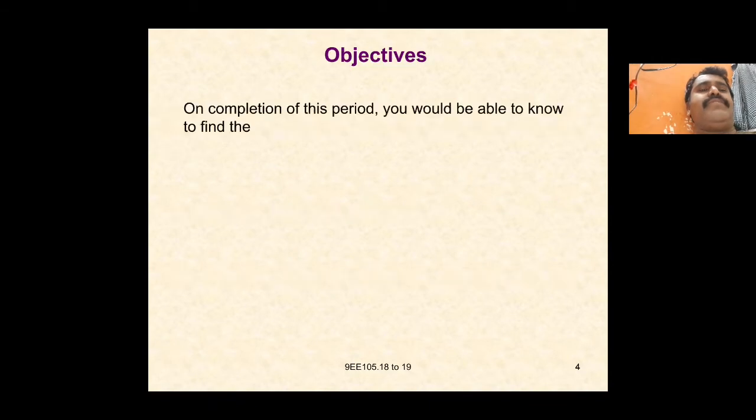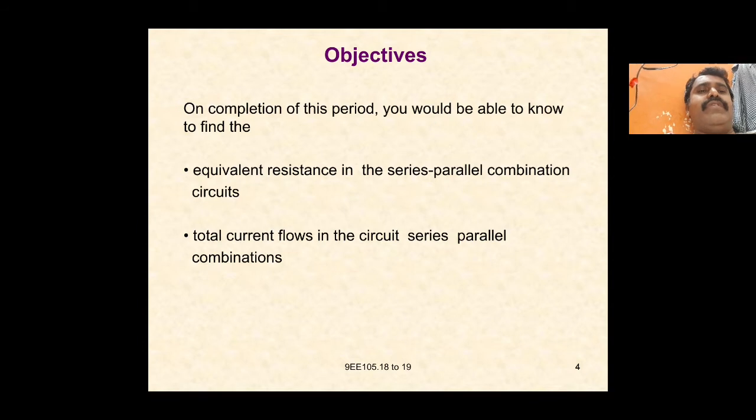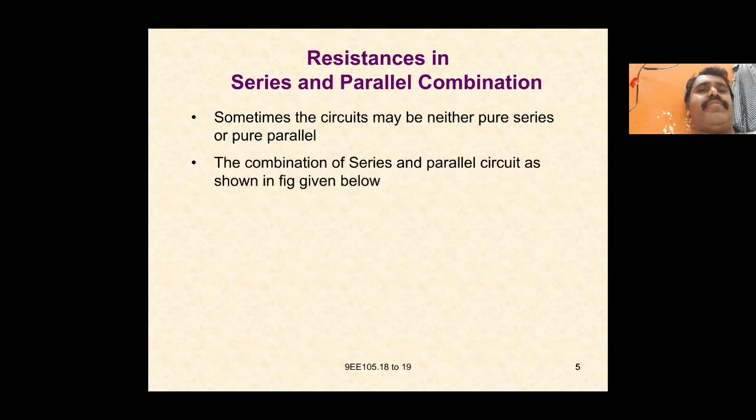On completion of this period you would be able to find the equivalent resistance in series and parallel circuits, and the total current flowing in the circuit, in series and parallel combination. Sometimes the circuit may be neither purely series nor purely parallel. It is a combination of series and parallel circuits, as shown in the figure given below.